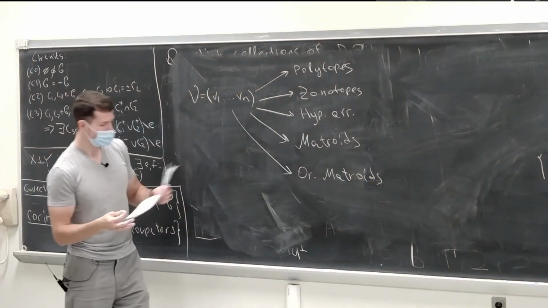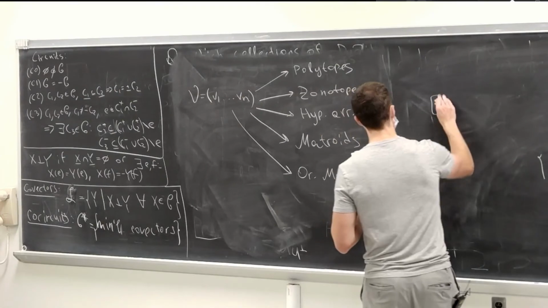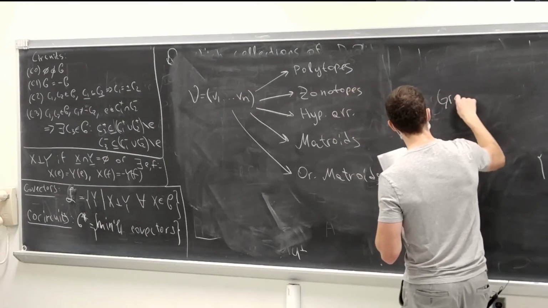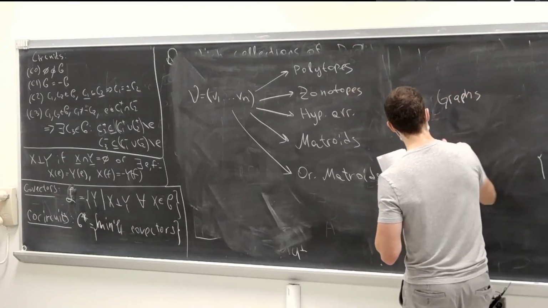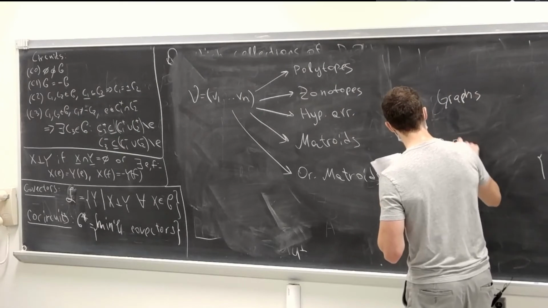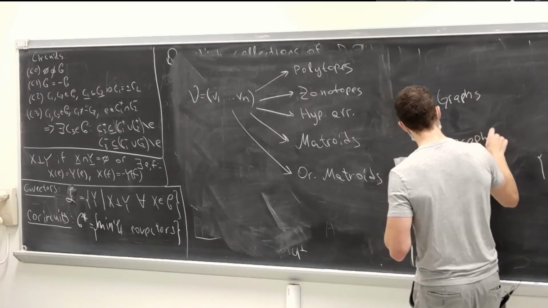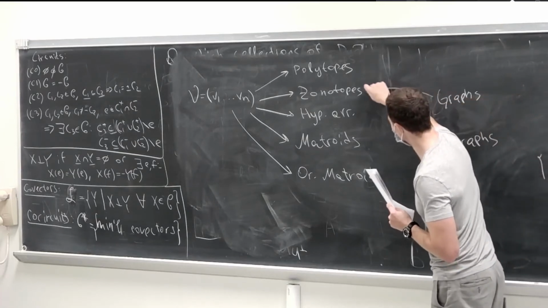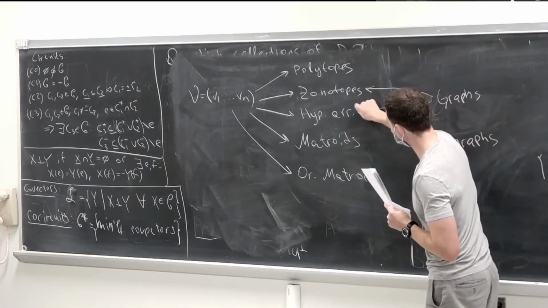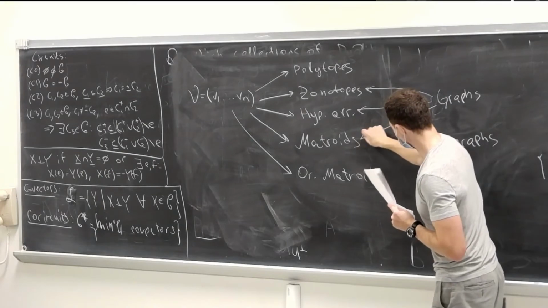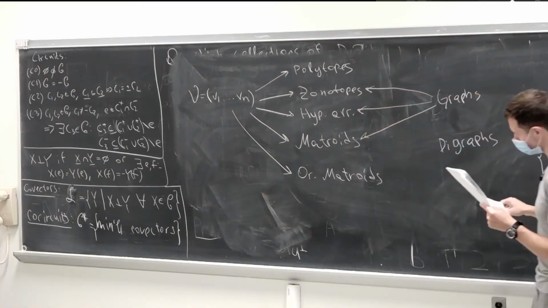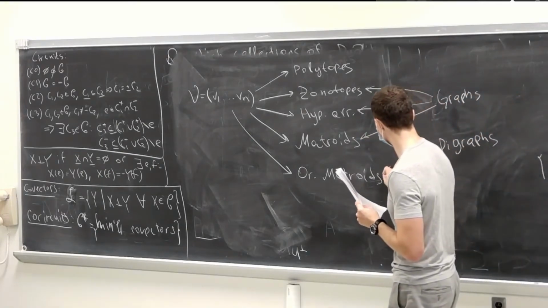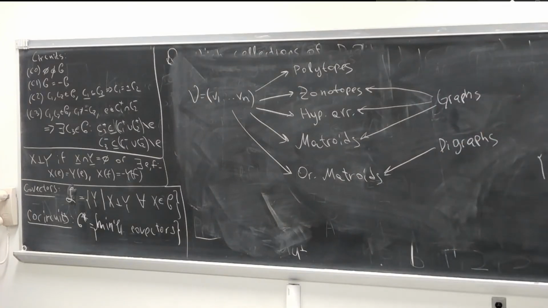All right, and then there's also graphs, and there's also directed graphs. If you start with a graph, you can look at the graphical zonotope, or the graphical hyperplane arrangement, or the graphical matroid. If you take a directed graph, you get oriented matroids.